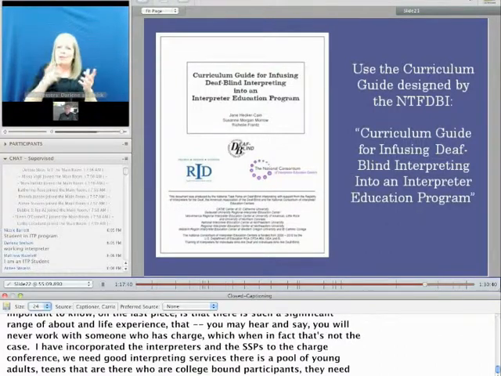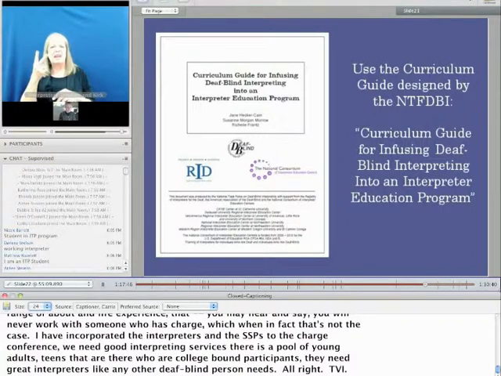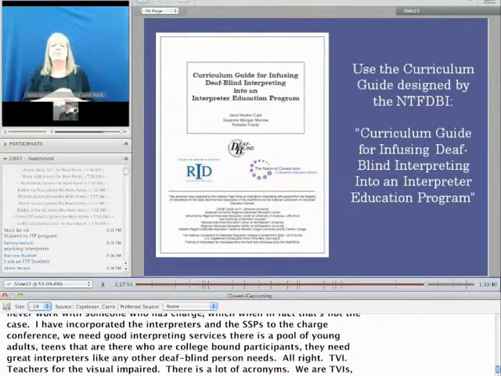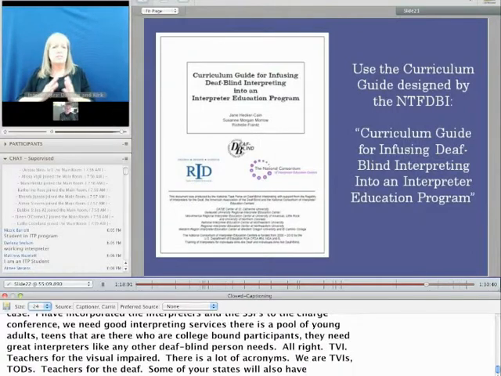Oh, sounded like TBI, sorry, TVI, Teachers for the Visually Impaired. There are a lot of acronyms in this field, right? We've got TVIs, we've got TODs, Teachers of the Deaf. Some of your states also will have deafblind specialists. That's another way to look. I would, again, go back to your state deafblind project and see if they themselves can provide consultation.